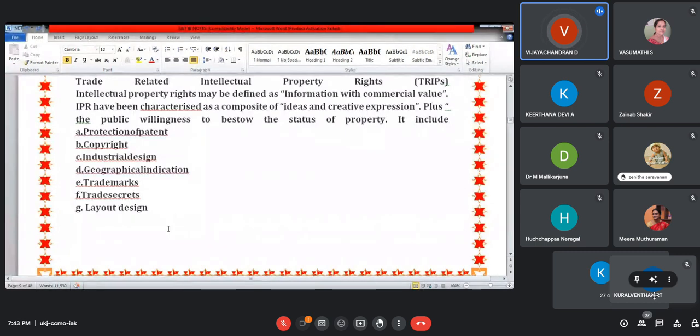WTO, 1995. I told GATT, that is the General Agreement on Tariffs and Trade, 1944, Uruguay round, Geneva. Whereas WTO is 1994, 95. So you should know the headquarters. They will ask about the headquarters, the objectives, and the different organizations coming under the purview of WTO.